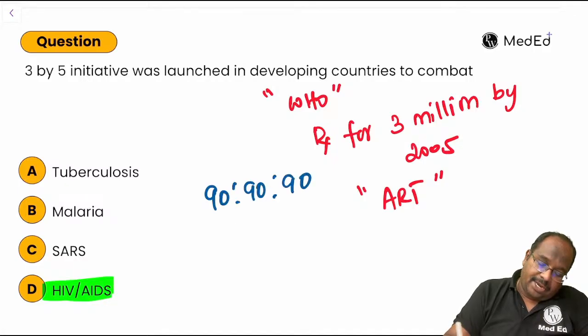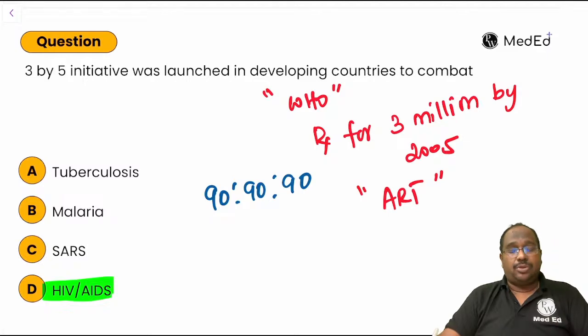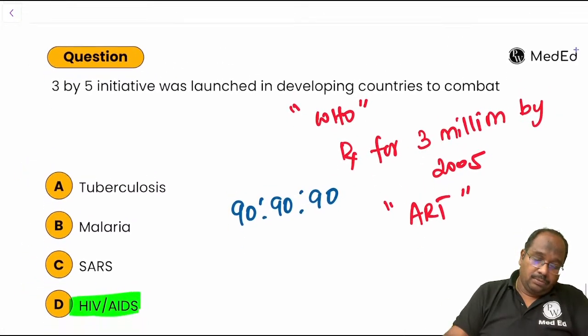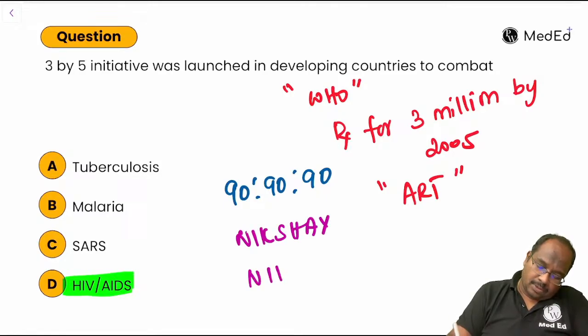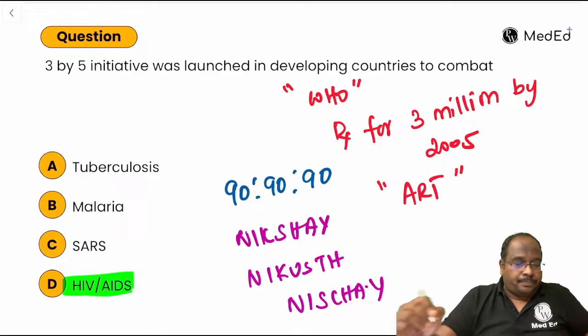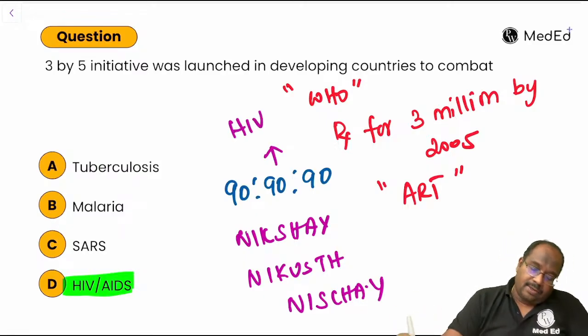What is 90-90-90? Out of the estimated cases, 90% should know their status. Among them, 90% should be on treatment. Among them, 90% should be on effective viral load control. What is this? Niche is related with what? Come on, you can tell me, guys. 90, 90, 90. This is HIV, guys.